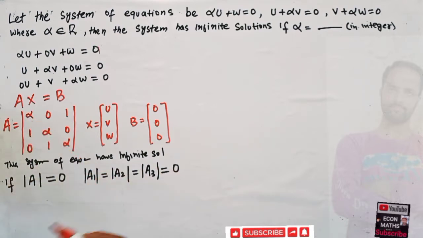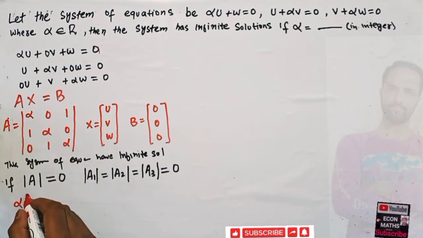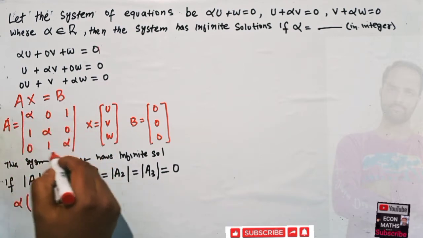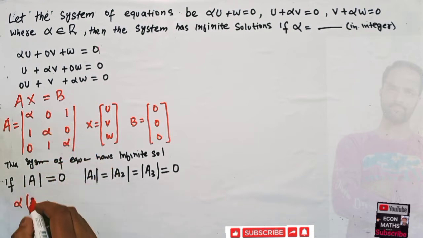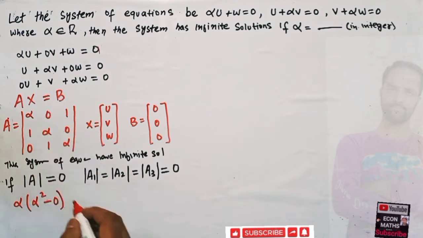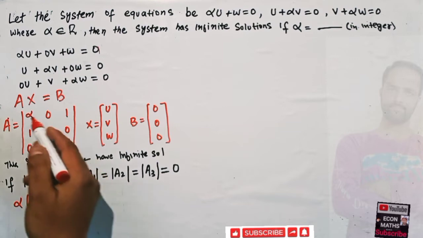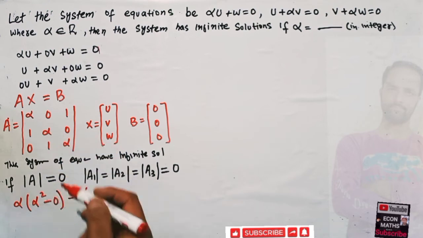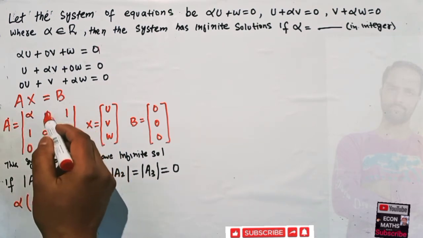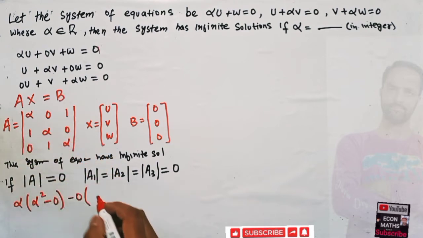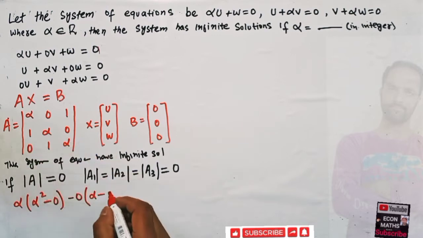So taking the determinant of this matrix, first we have alpha. So I will write here alpha. Now mentally deleting this row and this column and taking the determinant of the remaining elements, that means alpha into alpha is alpha square, minus 1 into 0 is 0. Then we write minus times 0. First we have plus, then minus, then plus. This is from the formula. Now deleting this row and this column and taking the determinant of the remaining elements, that means 1, 0, 0, alpha. 1 into alpha is alpha, minus 0 into 0 is 0.